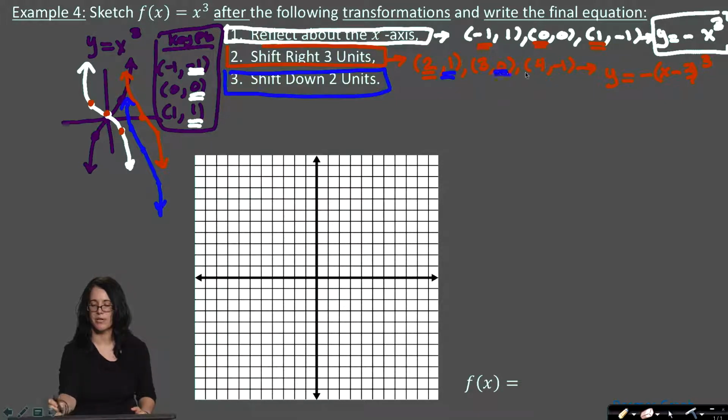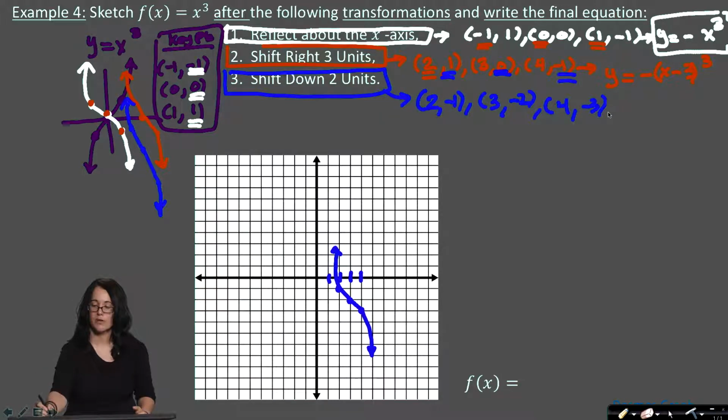Our y values need to change by subtracting 2 from them. So this becomes, instead of 2, 1, 2, negative 1. Instead of 3, 0, 3, negative 2. And instead of 4, negative 1, 4, negative 3. Okay, so if we were to plot those, let's see what this looks like on our final graph. At 2, we have an output of negative 1. At 3, we have an output of negative 2. And at 4, we have an output of negative 3. So this is a snake that's looking something like this. And feel free to check Desmos to confirm that.